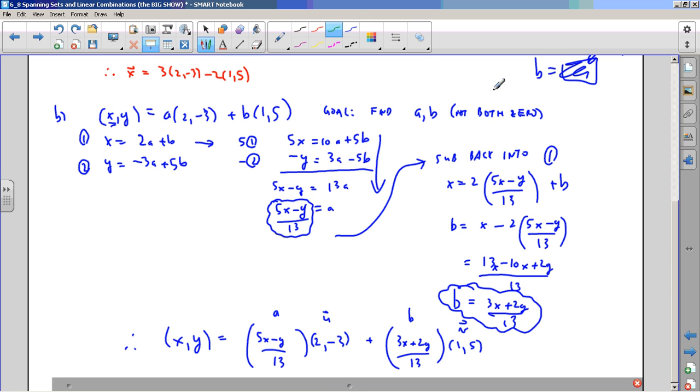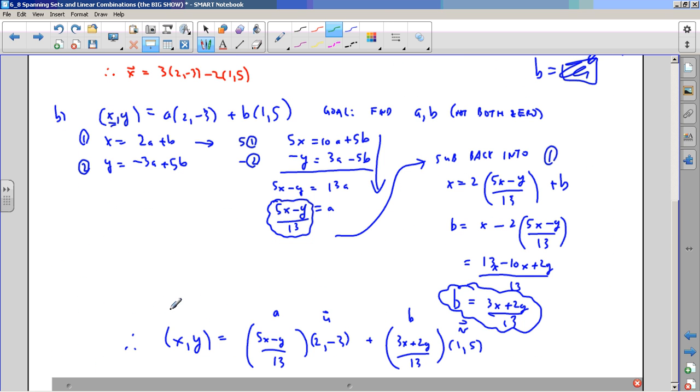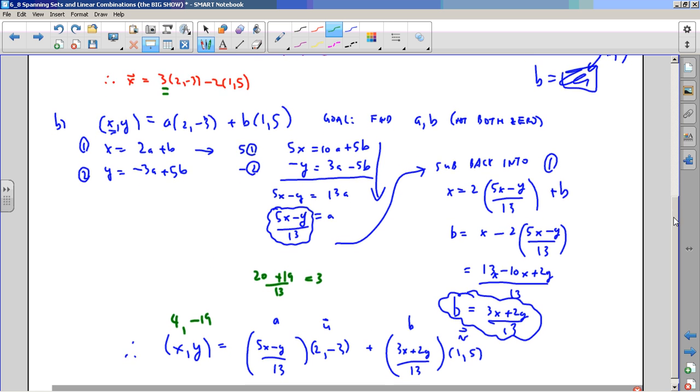Notice that if I wanted to, and of course I want to, I could use 4, negative 19 here. I could put x is 4, y is negative 19, and see if I get the same values as I did for a. I'll do this for the a coordinate. This is going to be 20. 5 times 4 is 20, plus 19 over 13, that's 39 over 13. A is equal to 3, and look, yep, that worked for this one value, and it's going to work in general. Dandy. What's part C?